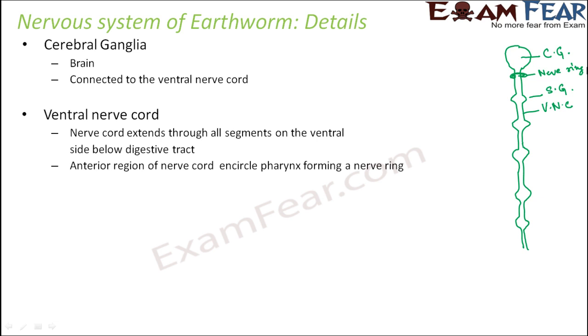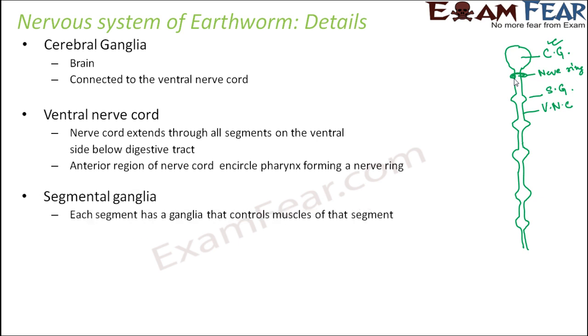Now cerebral ganglia, along with other nerves in the nerve ring, integrate sensory input as well as command muscular responses of the body. So cerebral ganglia alone is not the boss. Cerebral ganglia, along with some of the nerves of the nerve ring, together will command all the muscular responses of the body depending upon the sensory inputs.